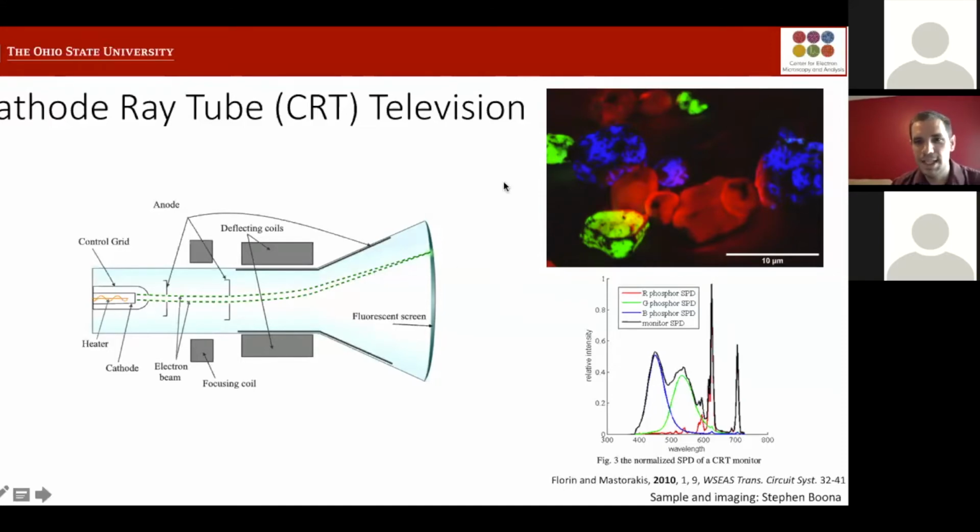So in this case, I'll show a couple of these images in the next few slides. Stephen Boonett actually took these images. He found an old television and took it apart and was able to do imaging. So we have some samples, which is pretty cool. We can actually image the red, green, blue phosphors. Or in this case, from this paper, they looked at the phosphors and understood what the actual emission profiles were from each of them.